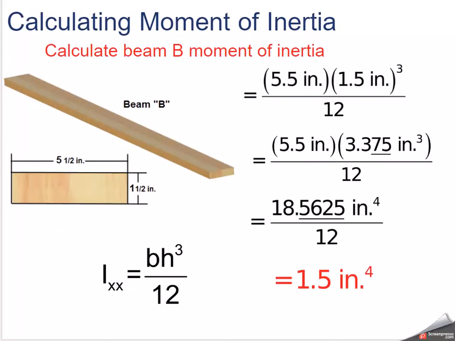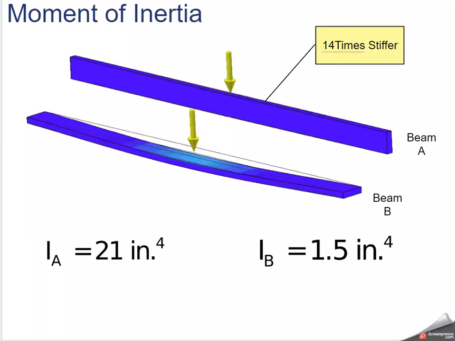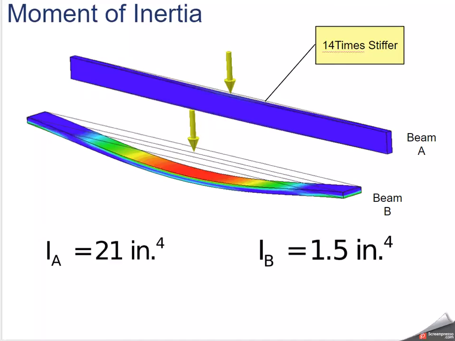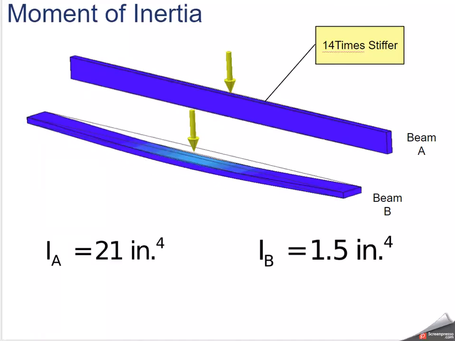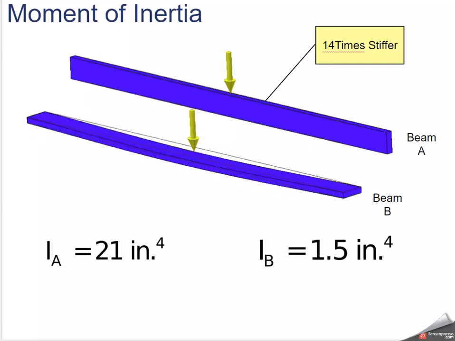Look at beam B. The base now is 5.5. The height is 1.5, since we're going to take 1.5 to the third. Multiply those out, we get a moment of inertia of 1.5 inches to the fourth. So to compare the two, throw it into Inventor, put the force being applied to it, and we can see that the moment of inertia of that joist is 21 inches to the fourth, while the moment of inertia of that plank is 1.5. So therefore, A is about 14 times stiffer than B.